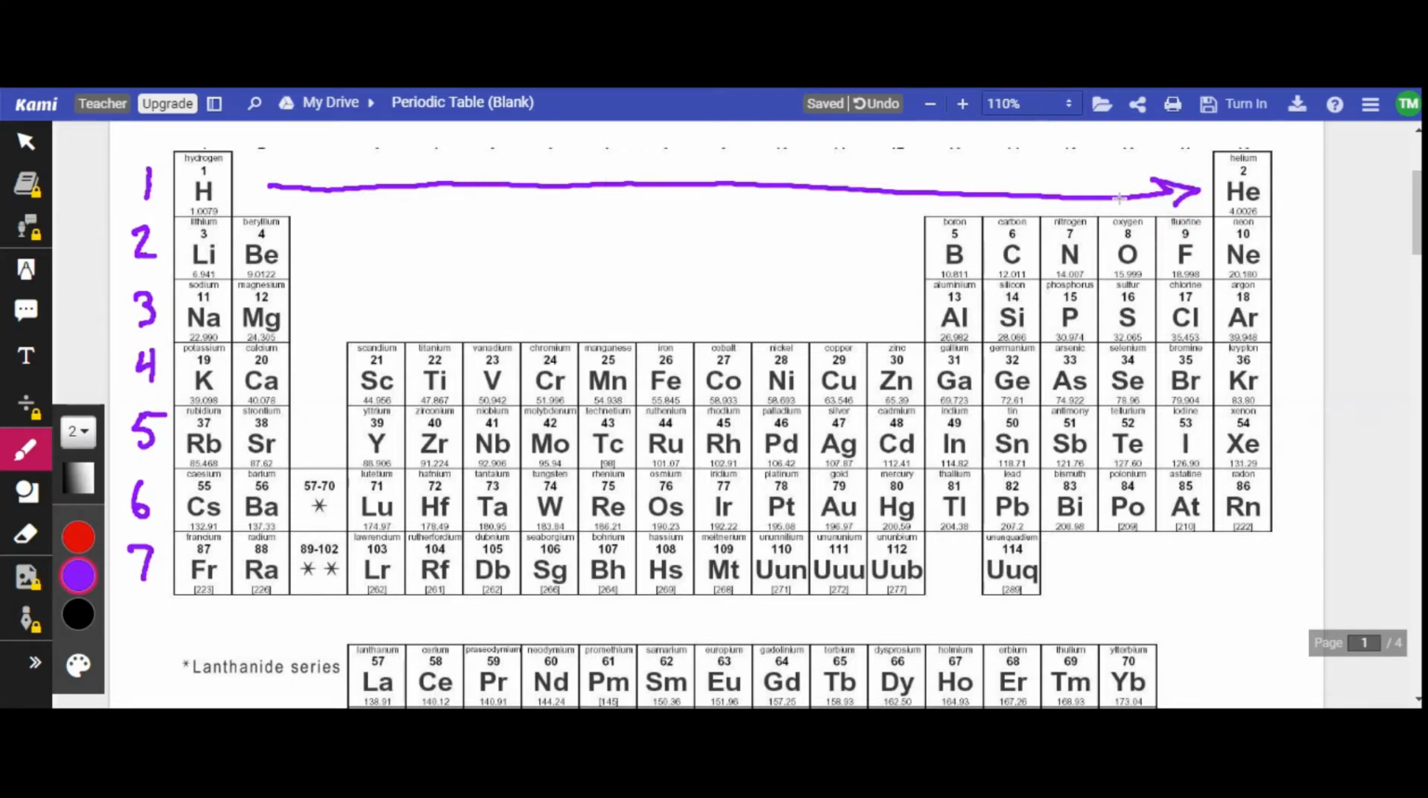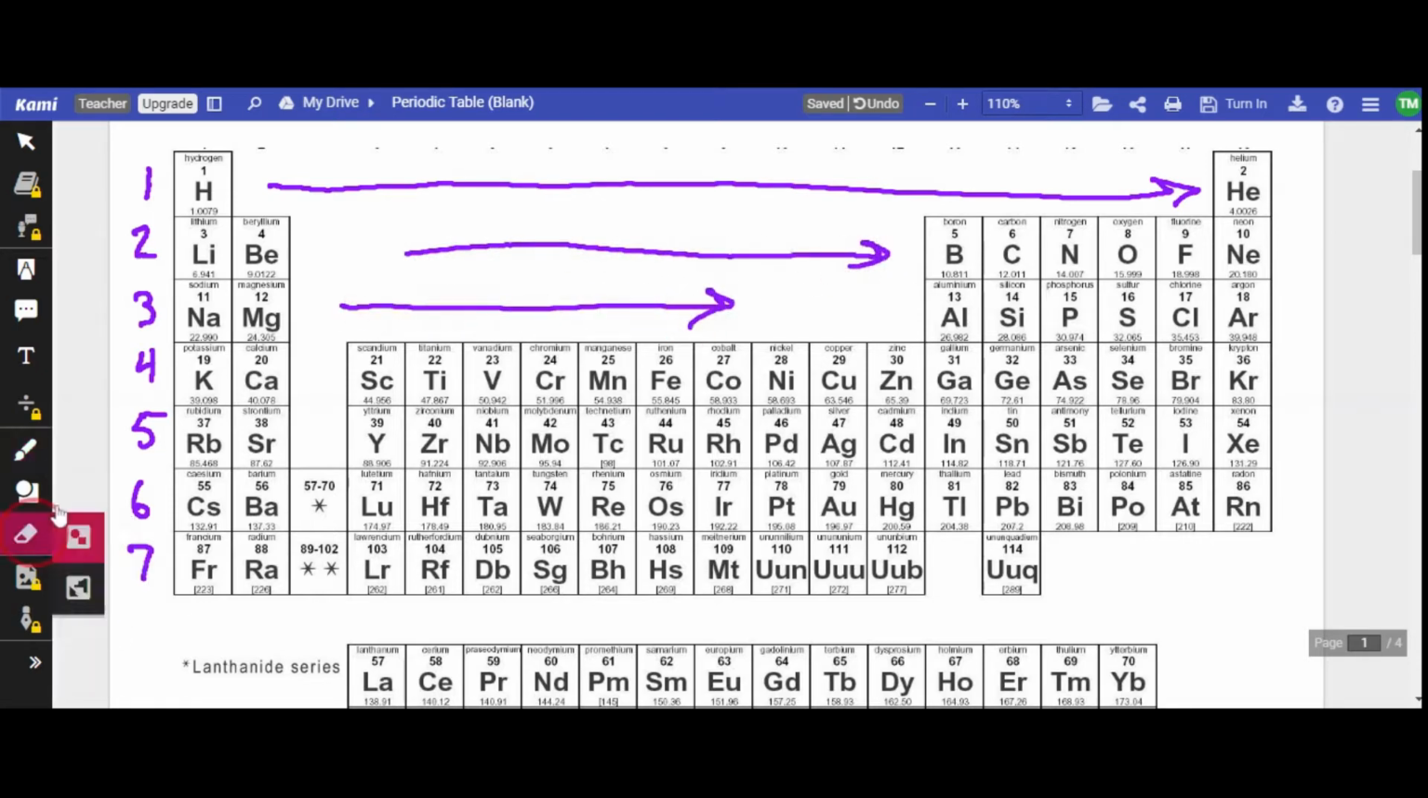Even though we got this gap here, hydrogen and helium are both still in the first row, the first period. Lithium, beryllium, boron, carbon, all these are going to be in the second row, the second period, and on like that.